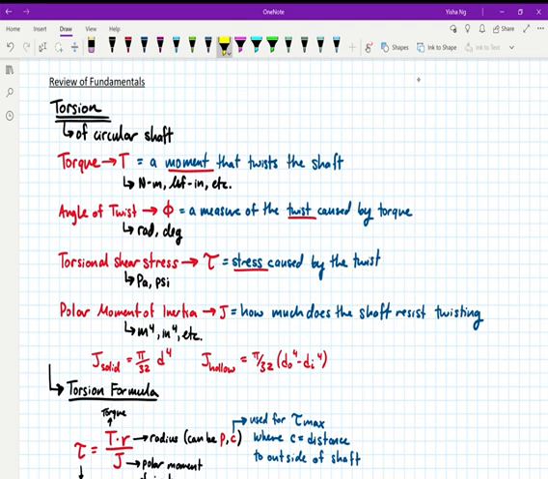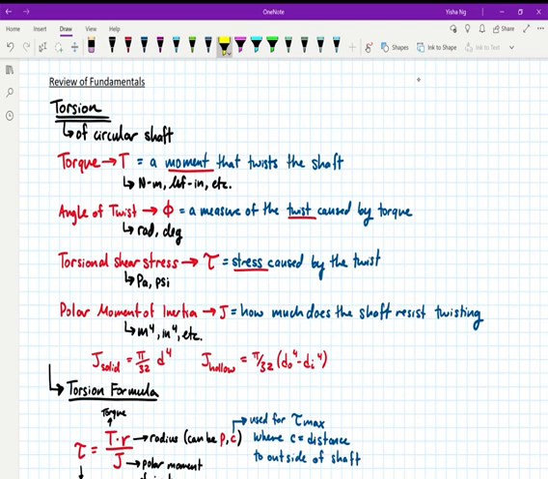You've got torsional shear stress, which is represented as tau, because it's stress, its units are going to be pascals or psi or some variation thereof, like megapascals or kilopascals, stuff like that. Tau is the stress that is caused by a twist on a shaft. And then you've got polar moment of inertia, which is J, and that's essentially a measure of how much a shaft resists twisting. So the units for a polar moment of inertia are going to be meters to the fourth, inches to the fourth, etc.